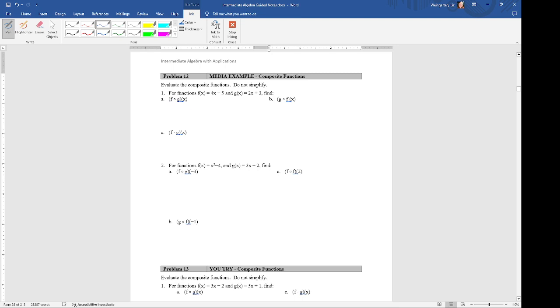So this is f of g of x, which we can rewrite as f of g of x. Those two things have the exact same meaning. So let's forget about the f for a moment. What is g of x? g of x is 2x plus 3. So I'm going to replace the g of x inside with 2x plus 3.